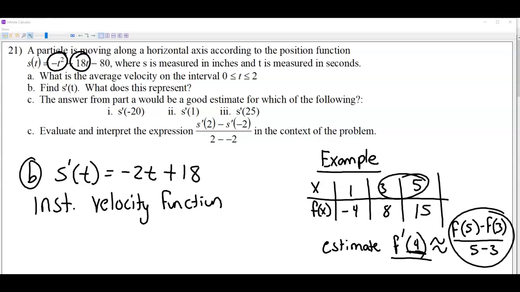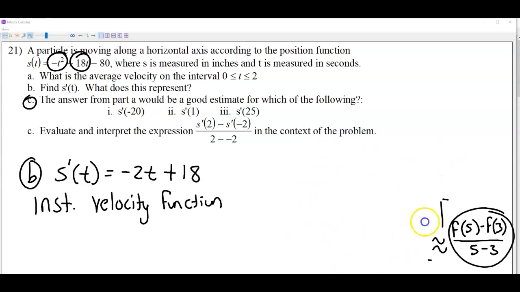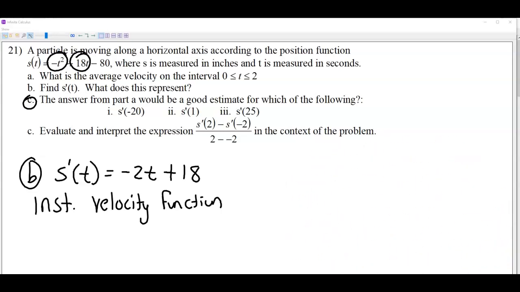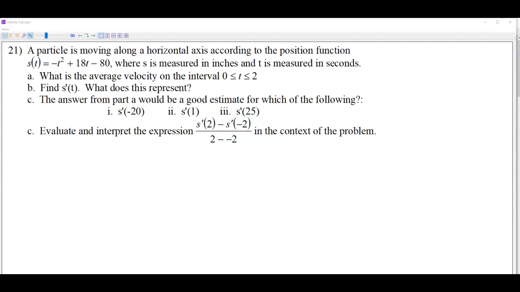So coming back then to this problem, it says for part C, the answer from part A would be a good estimate for which of the following. Well, what two time values did they give us? They gave us the time values of 0 and 2. Okay, so which of these has an input that is close to 0 and 2? Well, that would be this one. So the average velocity on the interval from 0 to 2 would be pretty close to the instantaneous velocity at 1. Okay? All right, let's go ahead and move on to part C.